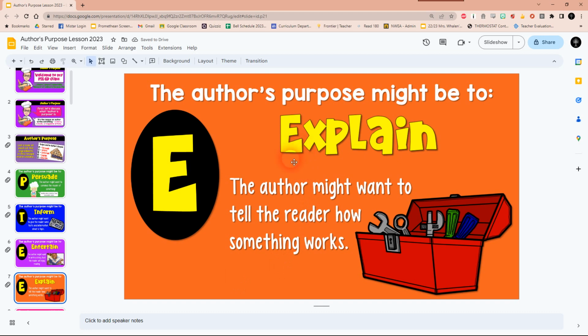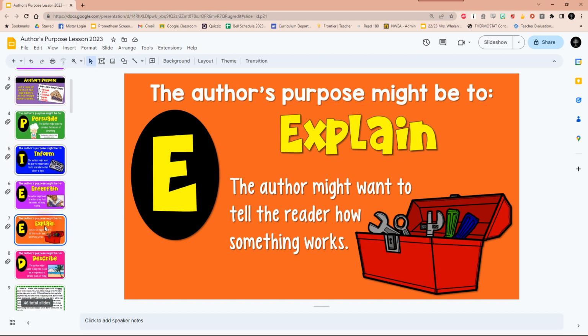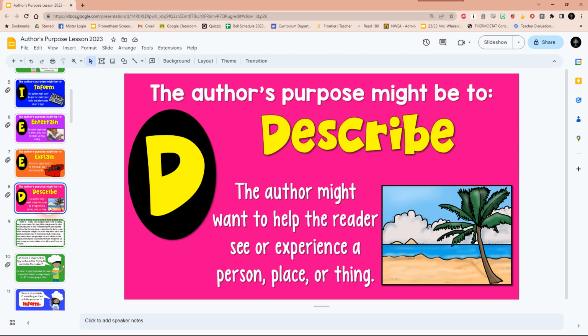Sometimes the author's purpose is the other E, explain. Sometimes they want to just show the reader or explain to the reader how something works. And then we have that D, which is right here, describe. Sometimes the author's purpose is to really paint a picture that describes what a person, place, or thing is like. They could write a detailed essay describing their vacation location or a pet that they have. Why don't we take a look at an example?